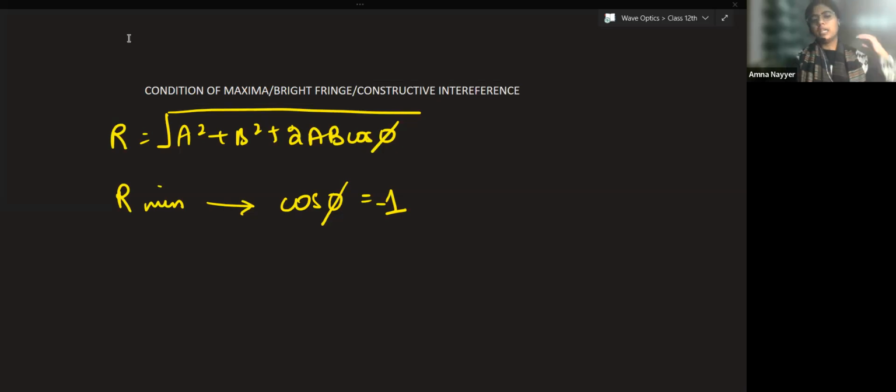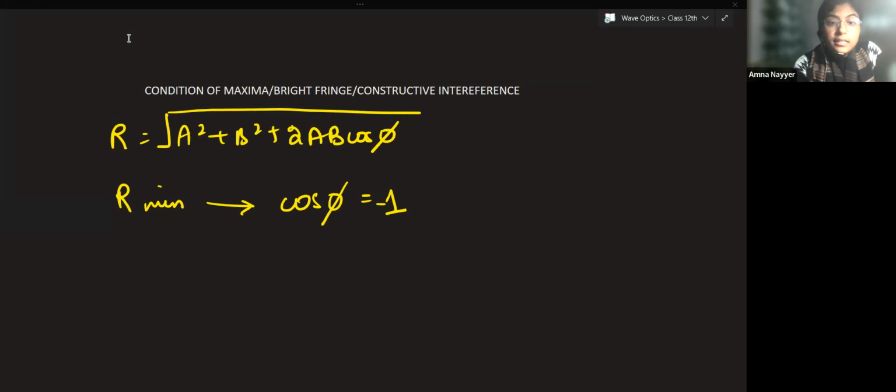Now, condition of maxima. Maxima basically means bright fringe. In your exam, bright fringes, we had studied the entire Young's double slit experiment. There we had seen a central bright fringe was obtained. Then we had dark fringes, then bright, then dark, then bright on either side of the central maximum.